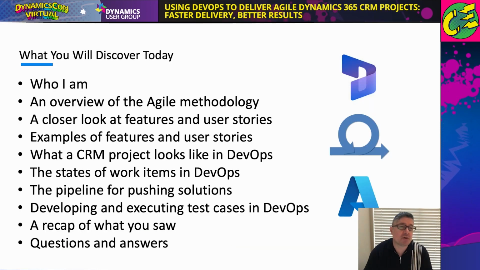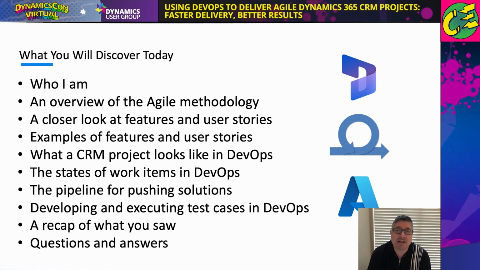Today, I'll give you a brief introduction on who I am. We'll go over the Agile methodology. We'll take a closer look at features and user stories. It's really important to be able to distinguish between those two things. I'll give an example of something in CRM. I'll give an example of a generic feature and user stories for a product.